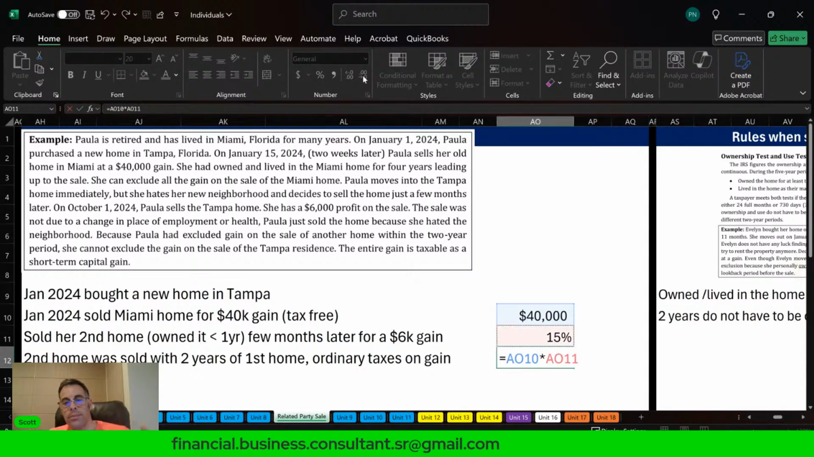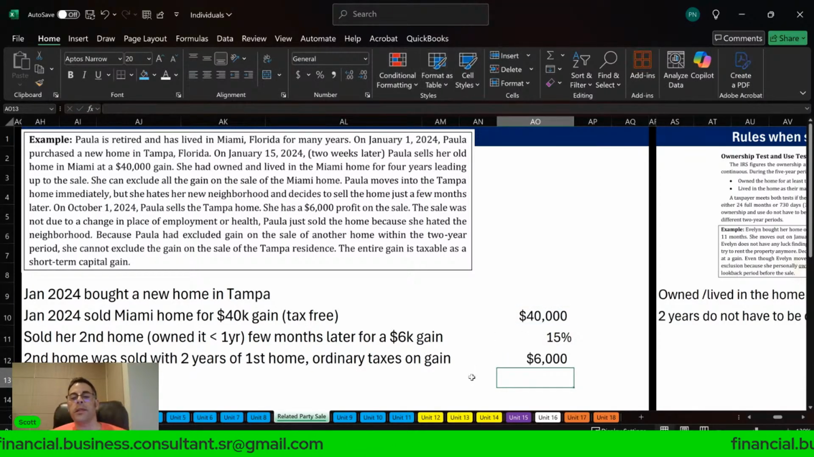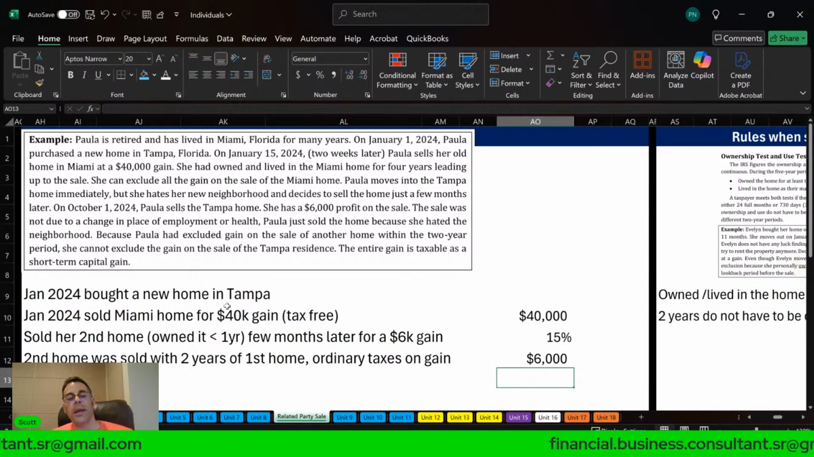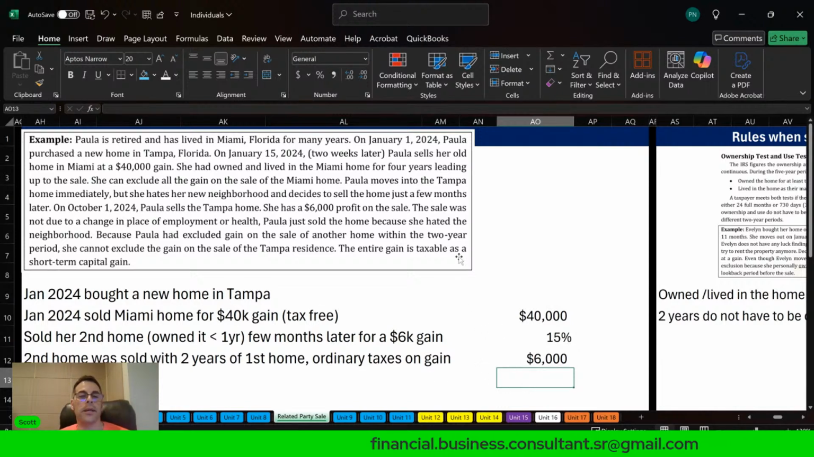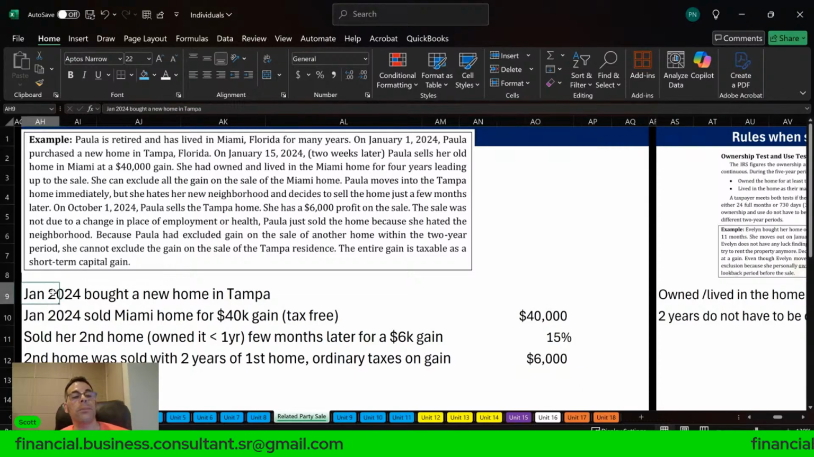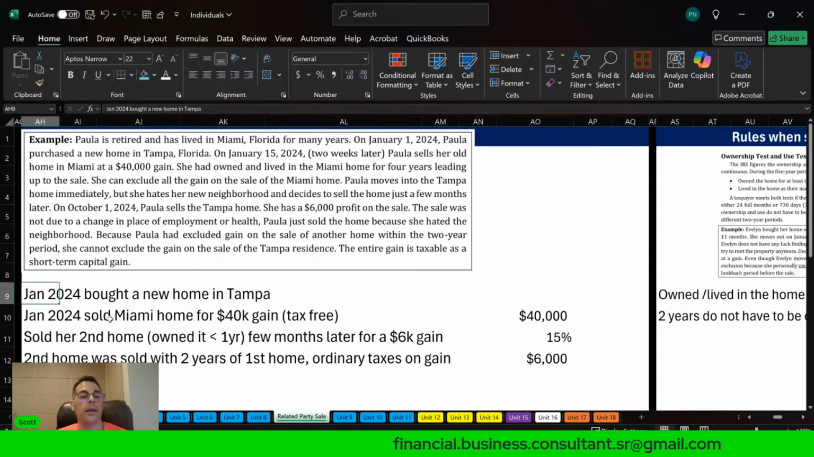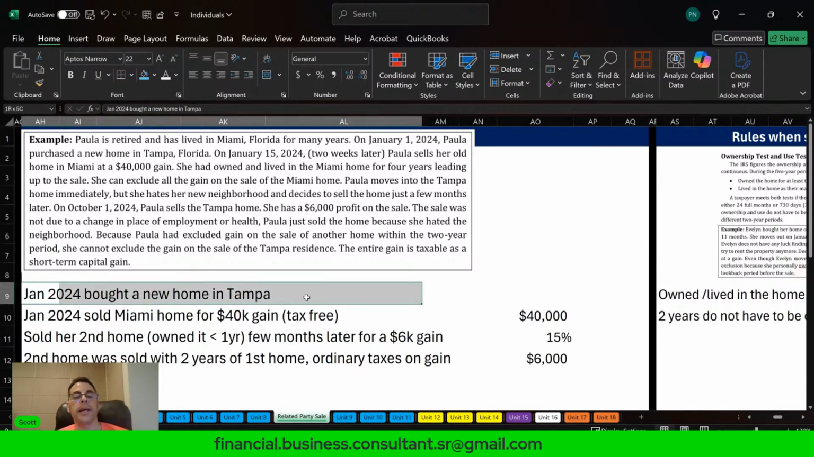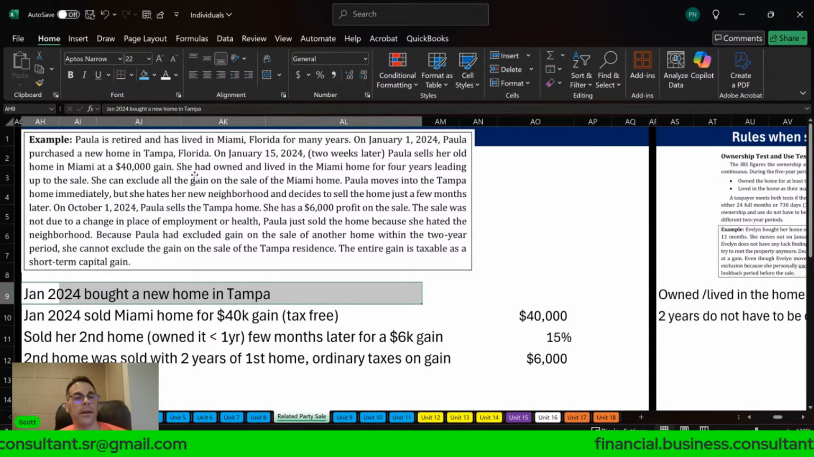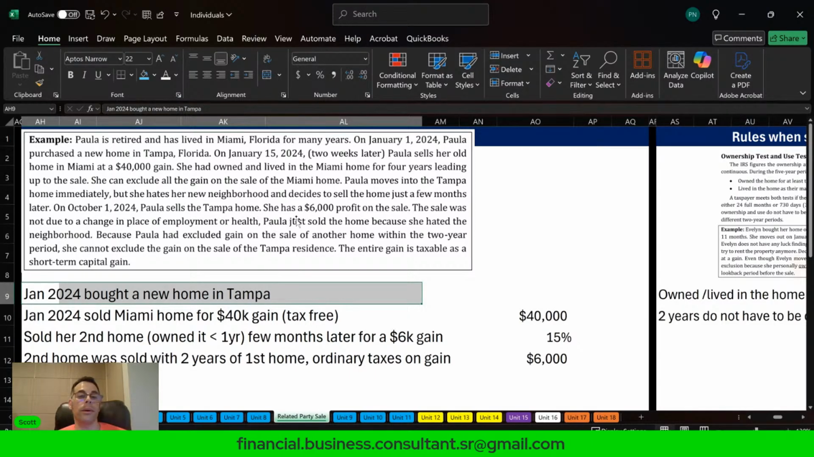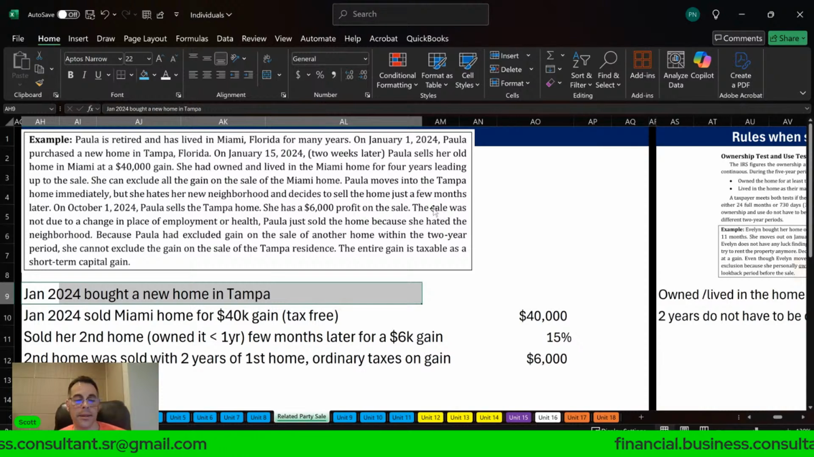So if this law wasn't in place, she would have to spend $6,000 in taxes. It's a small gain, but it's still nice to save $6,000. But she moves to Tampa, and she hates Tampa. So she ends up selling her home in Tampa right away, after living there less than a year. In October 2024, she sells the Tampa home, and she profits $6,000 on that sale, but she has to pay taxes on it.